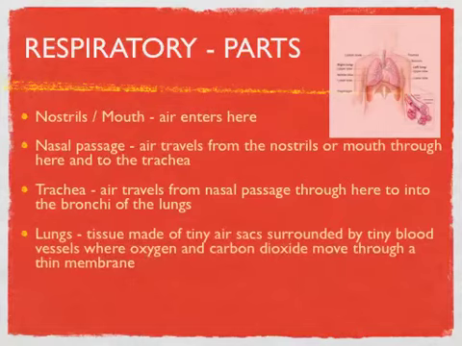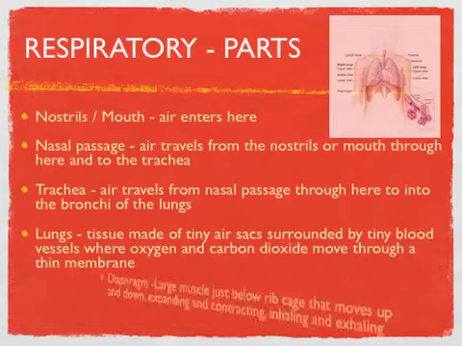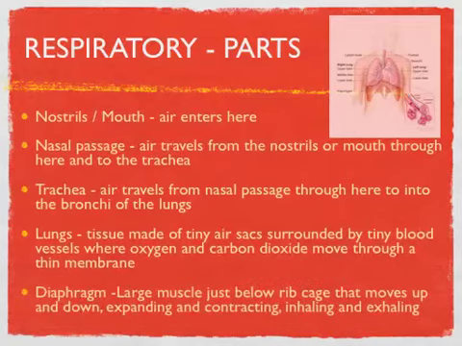The lungs are tissues that are made of really small air sacs, and the air sacs are surrounded by little tiny blood vessels. This is where oxygen and carbon dioxide move through a thin membrane, or a thin skin. So oxygen can move in and out of the blood at this area. Finally, there's the diaphragm, and this is a muscle. It's located just below your rib cage, and it moves up and down, expanding and contracting as you inhale and exhale.